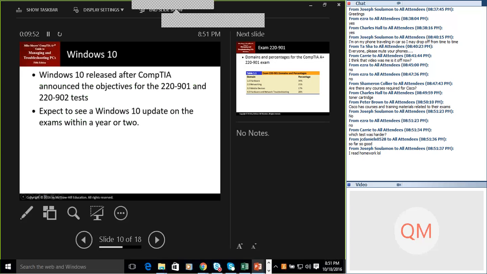So, Windows 10 released after CompTIA announced the objectives for 901 and 902, like I said, and they expect to see Windows 10 update on the exams in the next year or two. The next one should come.